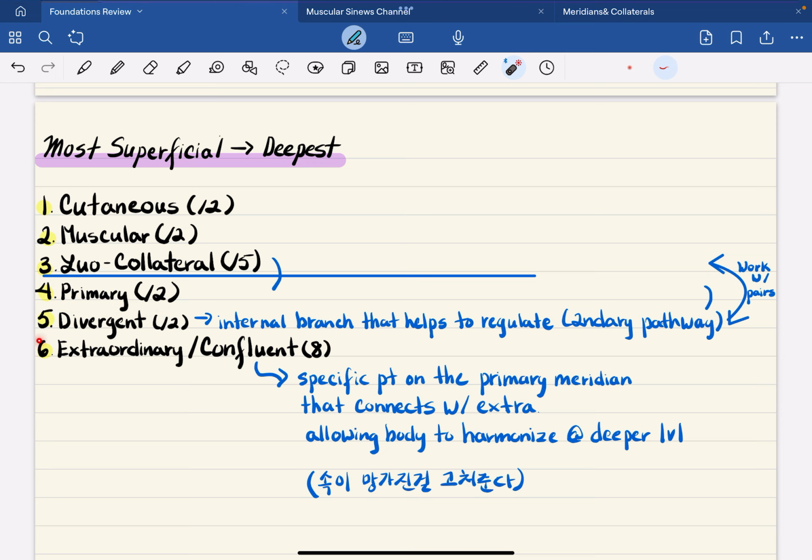And then after that, it's the divergent. So the divergent also behaves like a liaison for the primary as well, but it's on a deeper level. It's how it operates, but it's still an internal branch that helps to regulate the secondary pathway. But they also work together in support of the primary.